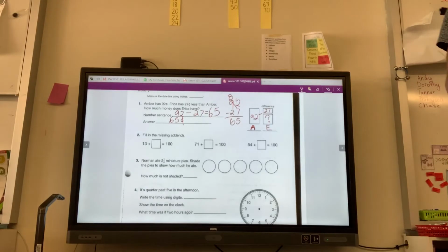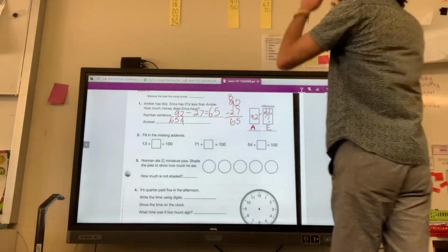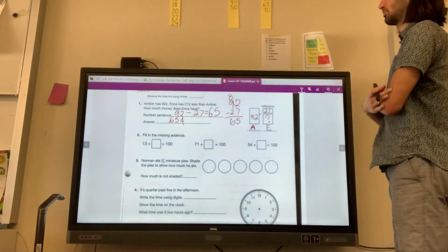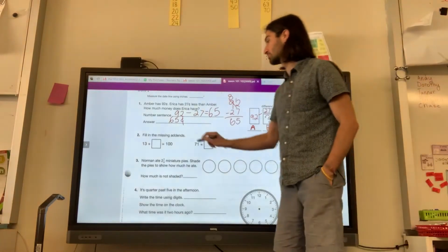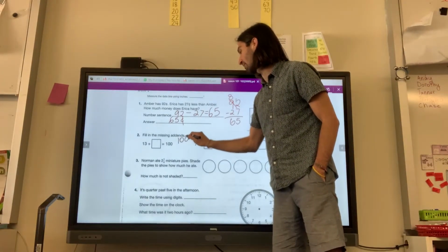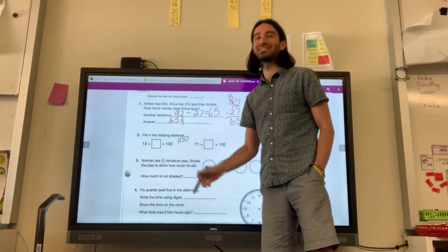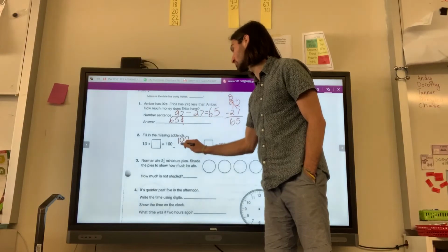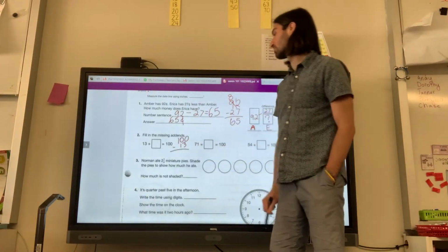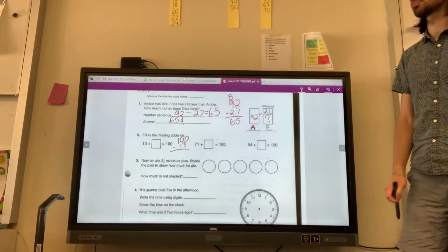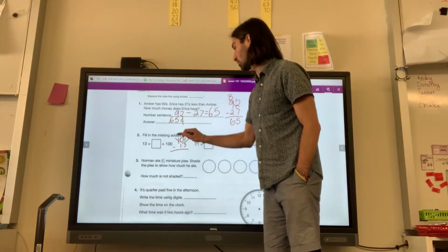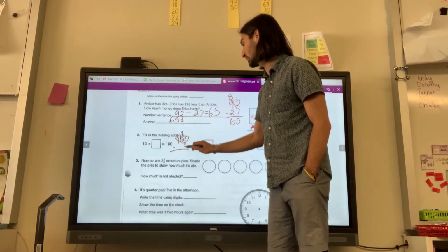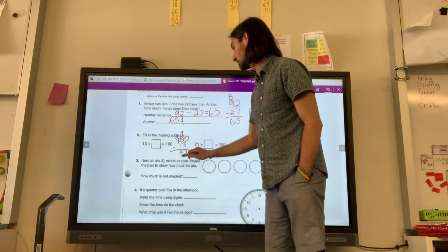Question 2, fill in the missing addends. 13 plus something equals 100. So how I would suggest doing this is we have 100 and we have to count 13 backwards to see what takes the place in that box. So we can subtract 13 from 100. But remember, we have to borrow a bunch here. It's going to be 10, it's going to be 9. Now we have 10 subtract 3, 7, 9 subtract 1 is 8.